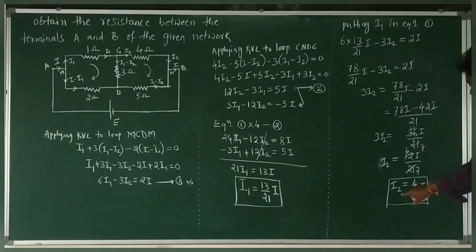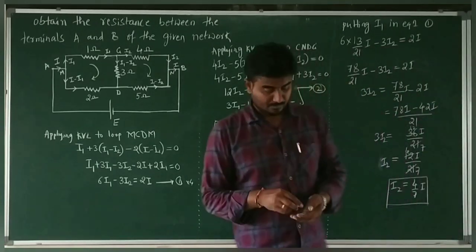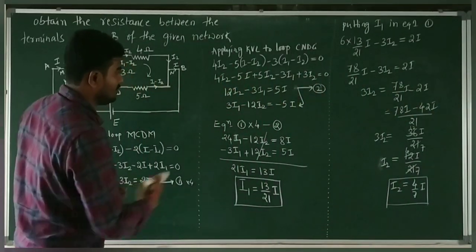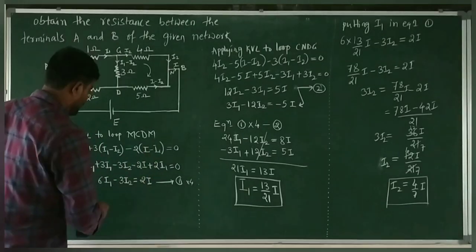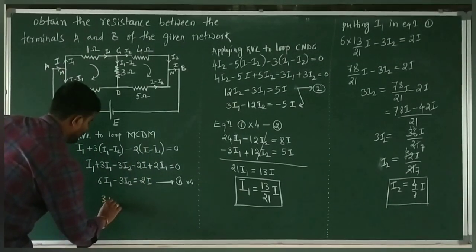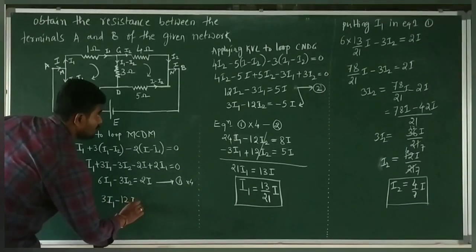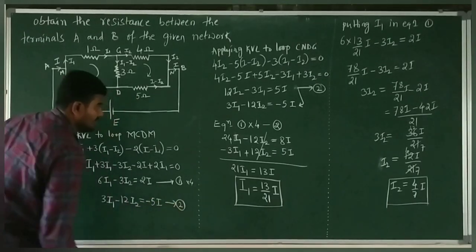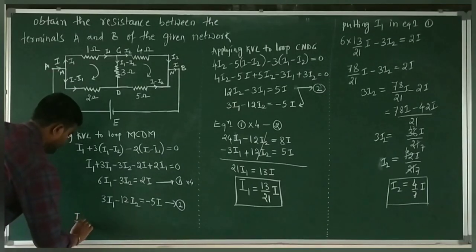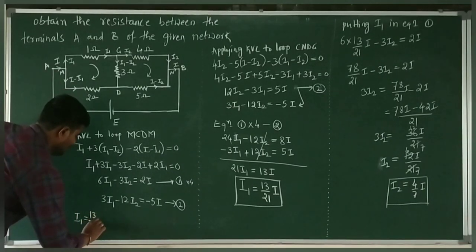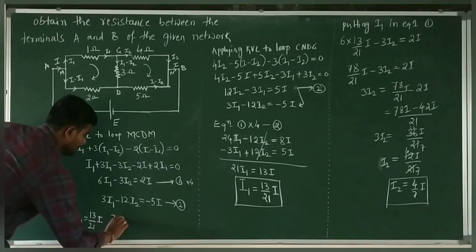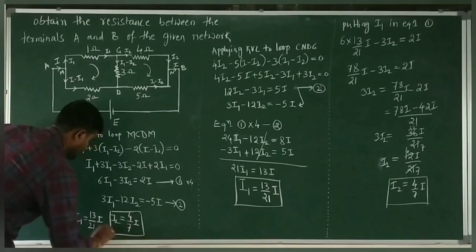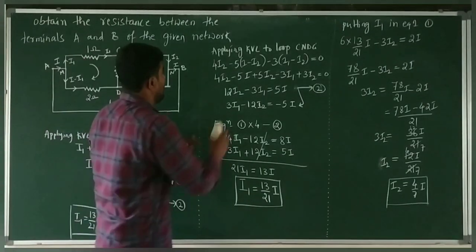Now we know the value of I2 as well as I1. So we shall use those equations. Before that I will write equations 1 and 2 here. So 3 I1 minus 12 I2 is equal to minus 5 I. This was our second equation, and the I1 value is how much? 13 by 21 I, and the I2 value is 4 by 7 I. I will erase this.